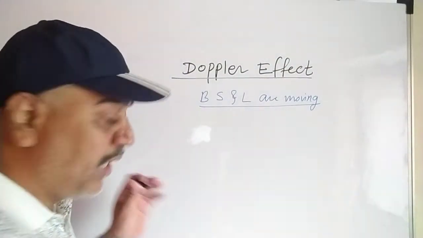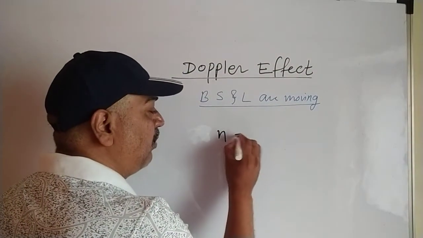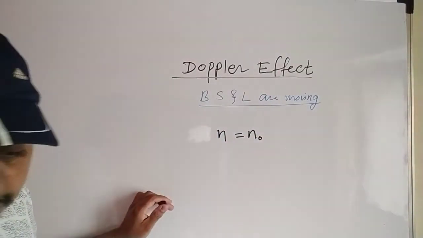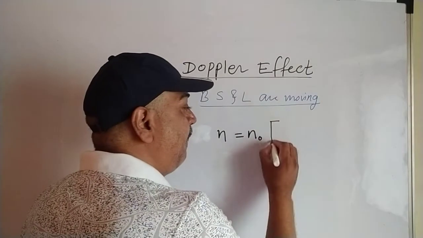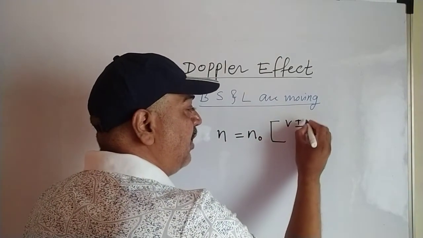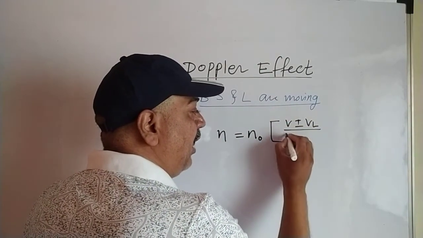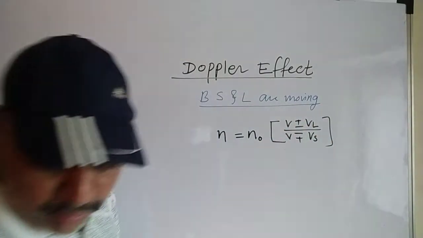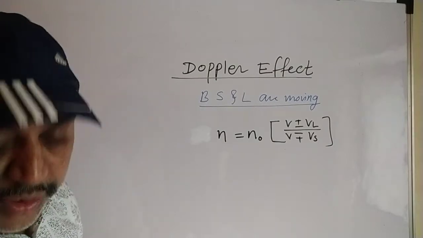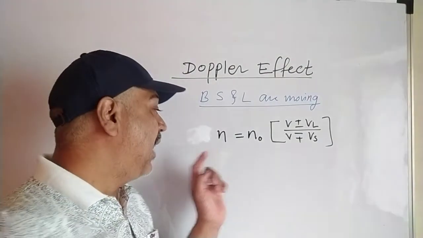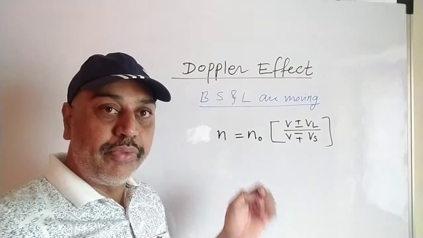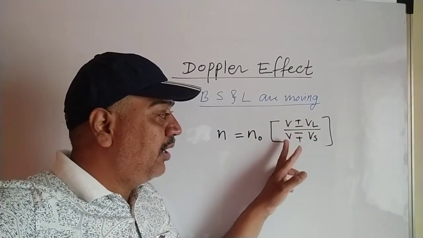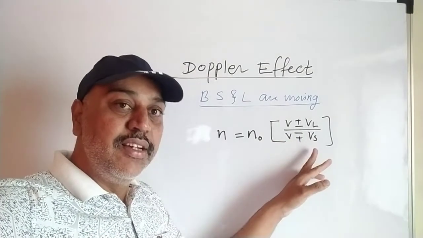So they have given one equation here that I will write. N equal to N0 in the bracket, (V plus or minus VL) divided by (V minus or plus Vs). I hope it is seen. Yes, same, equation 8.24 from your book.